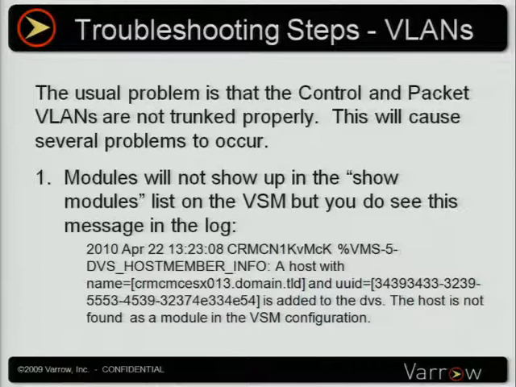The biggest issue, again, I've said it, I know, 10 times, is the control and packet VLANs aren't trunked properly. One of the first things people see when you add a new host to the switch and you do a show log, you'll see this in the log: Host blah, blah, blah is added to the distributed virtual switch. The host is not found as a module in the configuration. This is normal. First time you add a host, it's not in the configuration.